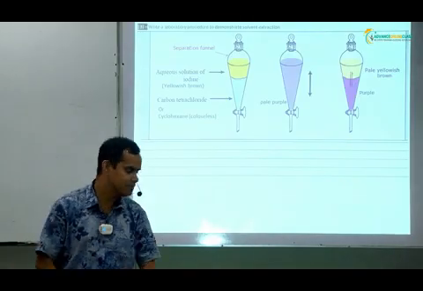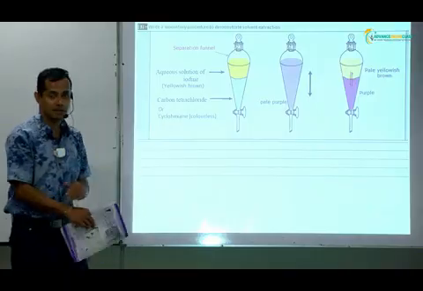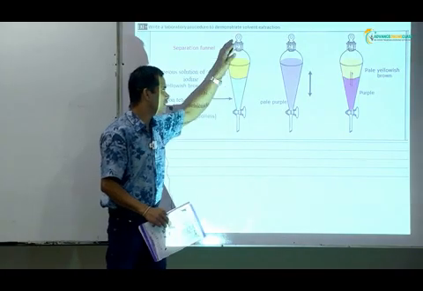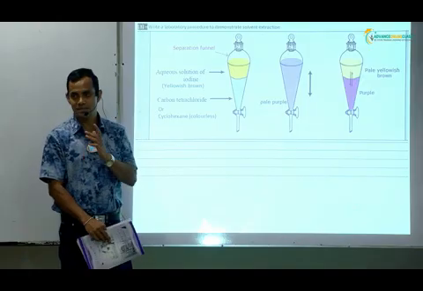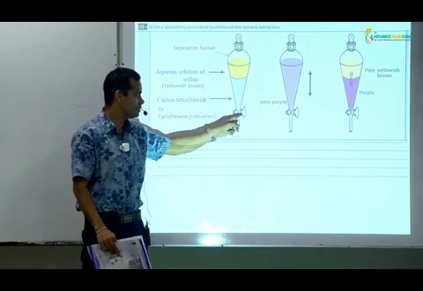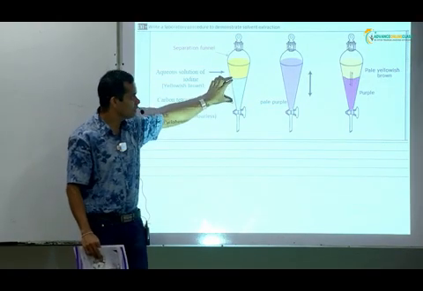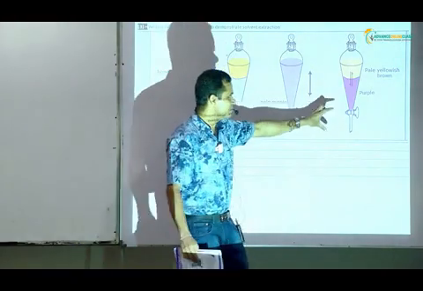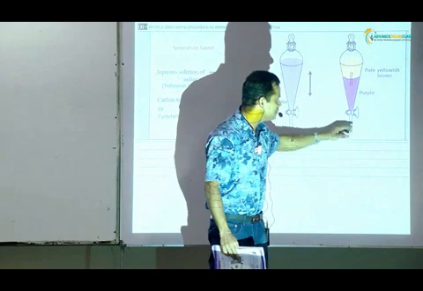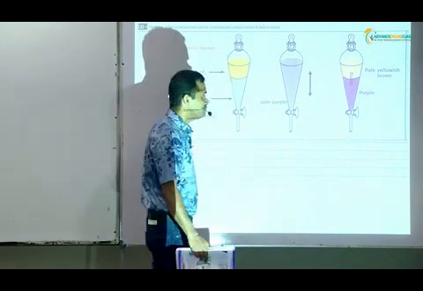Now let's look at a standard setup. This instrument has no name in the textbook. This is called a separation funnel. There is a tap here. When you open this tap, you can take out this colorless layer or this purple color layer and separate them. Separation funnel.